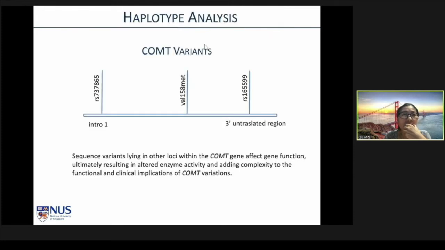But there are other SNPs in the COMT gene, and sequence variants lying in other loci within the COMT gene also affect the gene function, ultimately resulting in altered enzyme activity and adding complexity to the functional as well as the clinical implications of COMT variation.